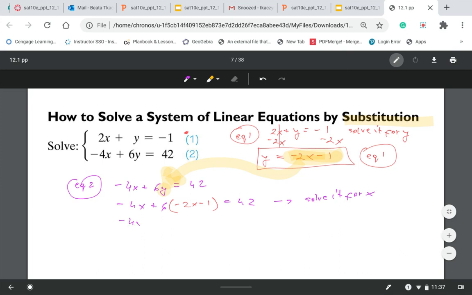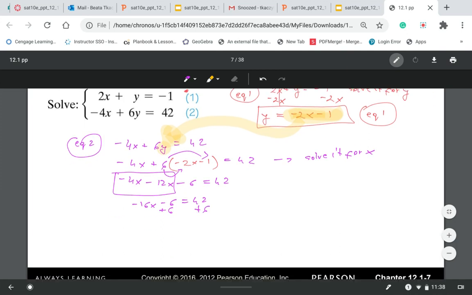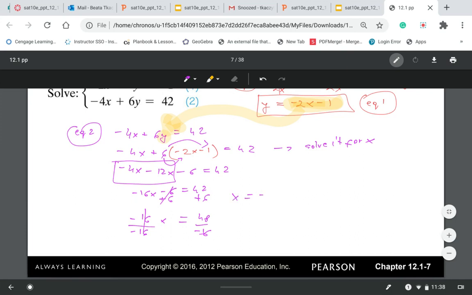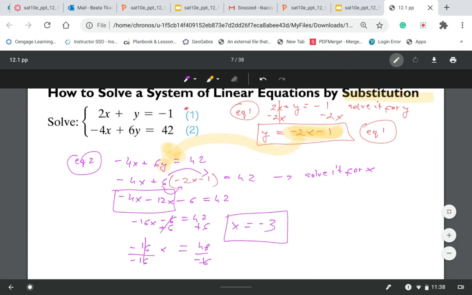So we have negative 4x minus 12x minus 6 equal 42. Combine like terms. From here, we're getting negative 16x minus 6 equal 42. Let's add 6 to both sides. That will give us negative 16x equal 42 plus 6, which is 48. Divide both sides by negative 16, and we end up with x equal negative 3. So that will be the x-coordinate of the point of intersection of those straight lines.